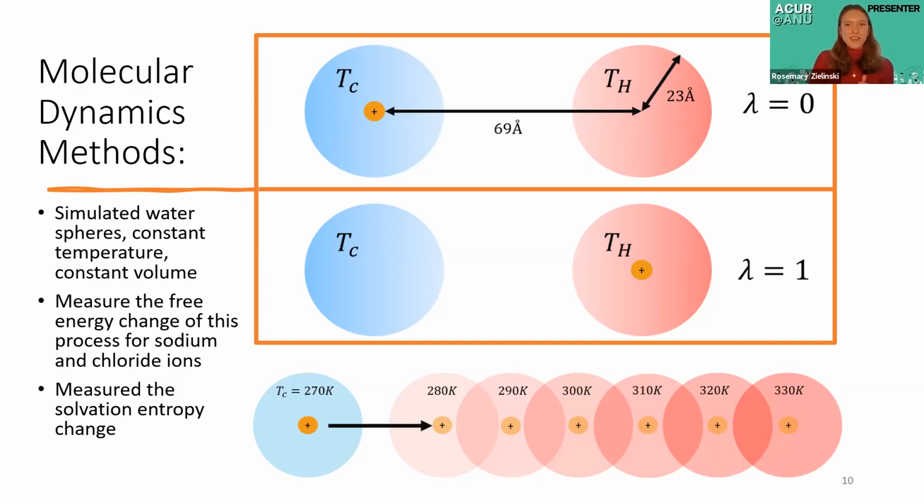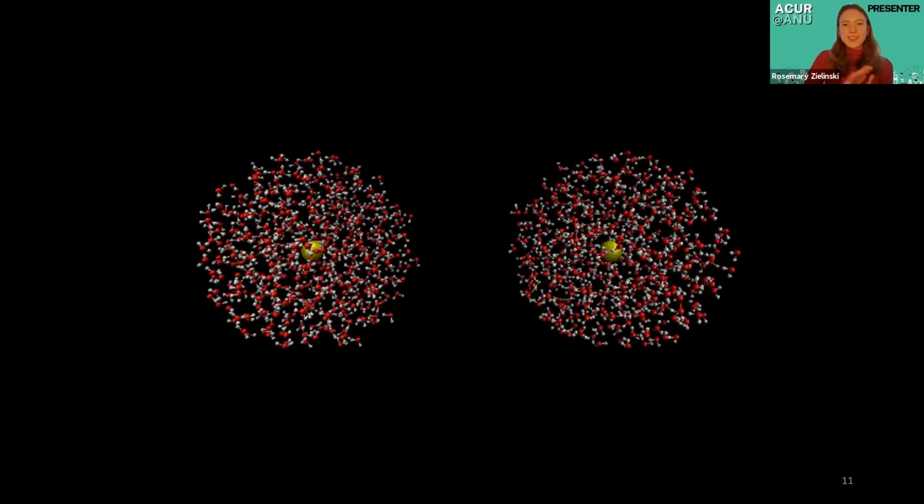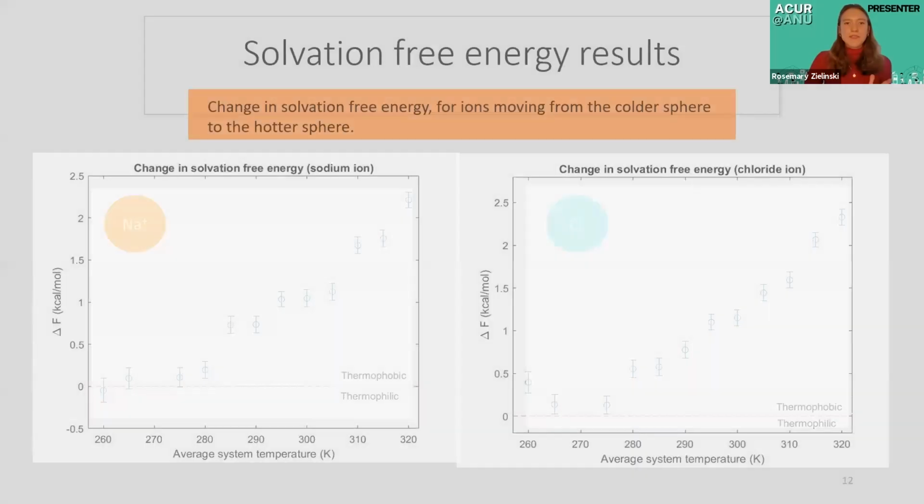Okay, so now going on to the actual results. Firstly, this is sort of what the simulations look like. Just visualize this a few frames. Okay, so now looking at the results, the first free energy results.